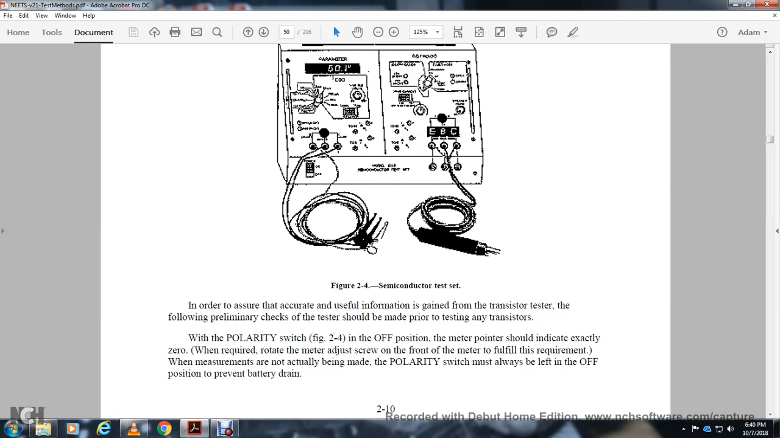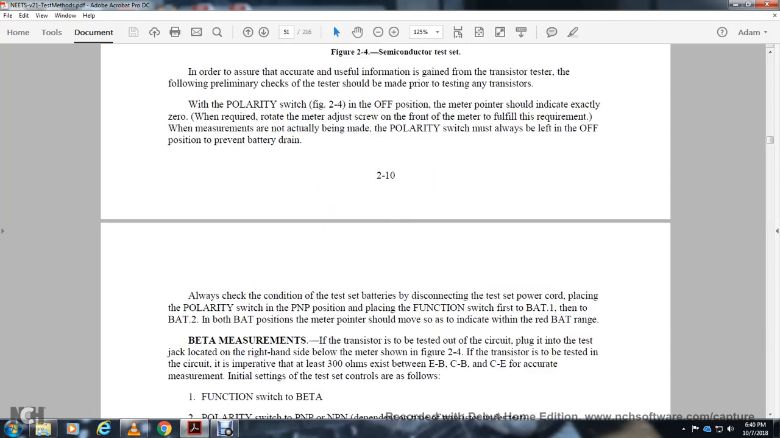In order to use the information for testing the transistor, check the following parameters. First, with the polarity switch in the off position, the meter pointer should indicate exactly 0. If required, rotate the adjusting screw on the front of the meter to adjust it. When measurements are not actually being made, the polarity switch must also be left in the off position to prevent battery draining. Always check the condition of the battery.